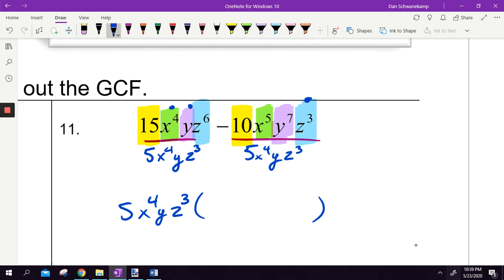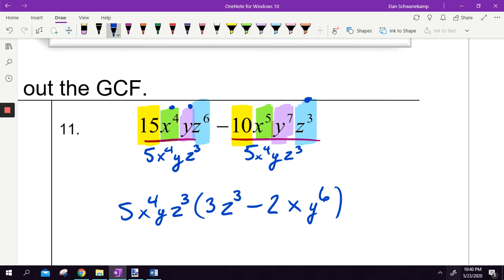And I'm going to look to see what I can take out here. So 15 divided by 5 would be 3. X's would cancel. Y's would cancel. Z to the 6th over z to the 3rd would leave me with z to the 3rd. Remember, when I'm dividing, I'm just subtracting exponents. Then 10 over 5 is 2. X to the 5th over x to the 4th is x. Y to the 7th over y is y to the 6th. And z cubes are going to cancel. So I'm left with that right there.